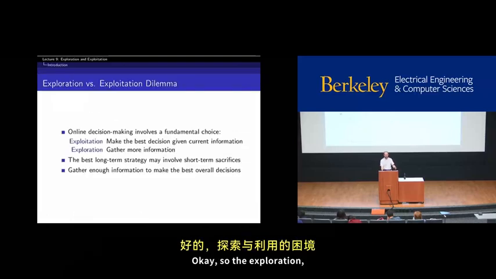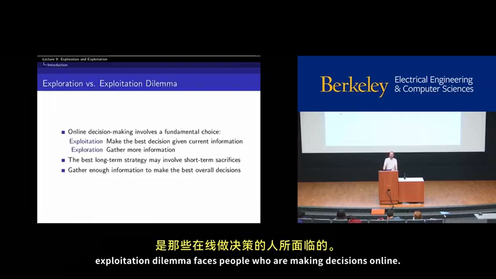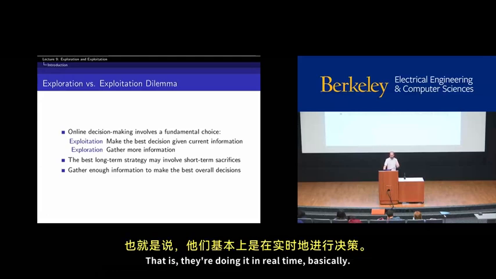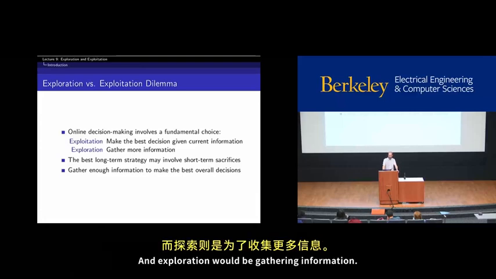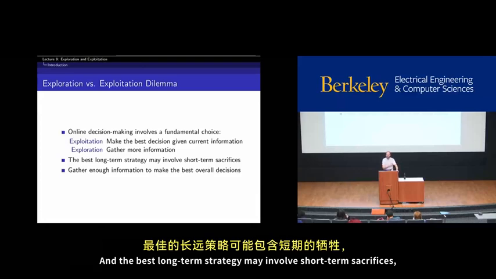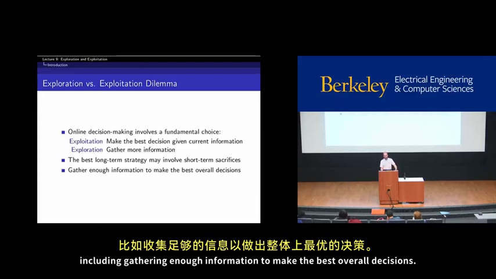Okay, so the exploration-exploitation dilemma faces people who are making decisions online. That is, they're doing it in real time, basically. And so exploitation is making the best decision given the current information, and exploration would be gathering information. And the best long-term strategy may involve short-term sacrifices, including gathering enough information to make the best overall decisions.